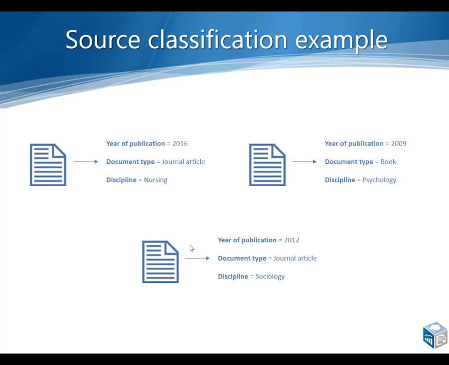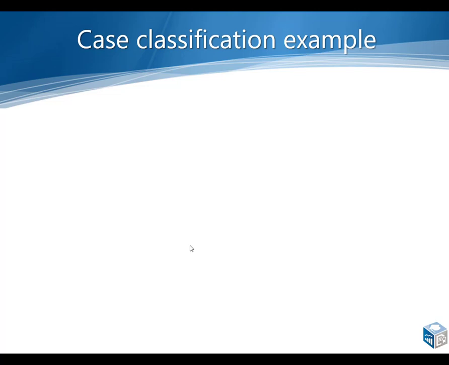That means that later down the track you can make comparisons across the literature. So, for example, what were authors saying about this topic prior to 2010 compared to more recent years? Or does the nursing literature talk about this topic differently to the psychologists? So that's an example of a source classification. Let's take a look also at an example of a case classification.